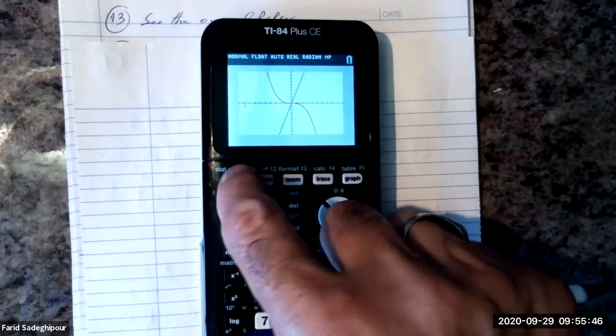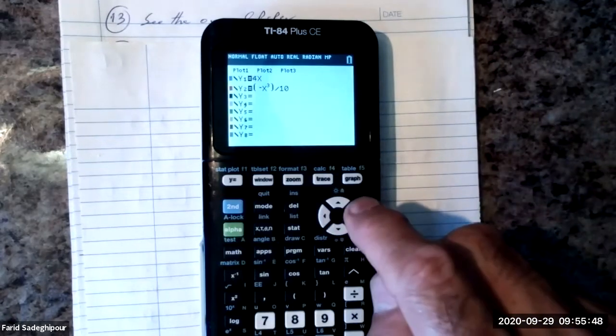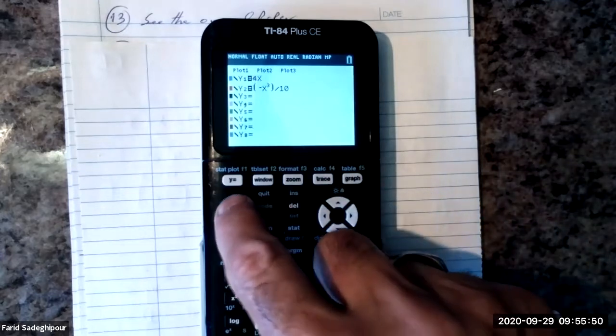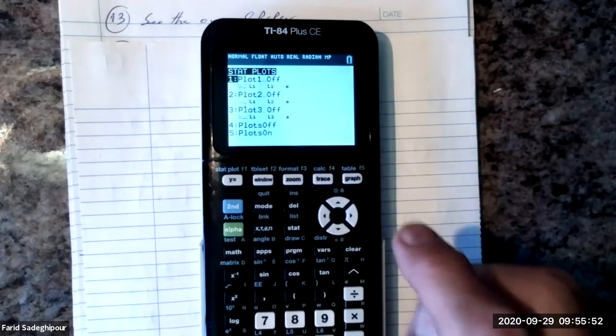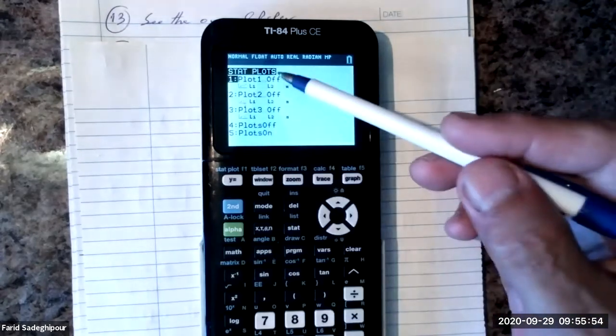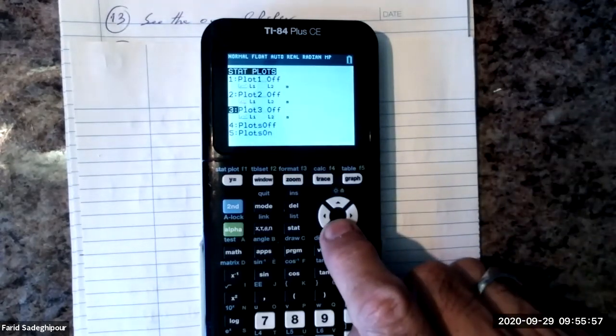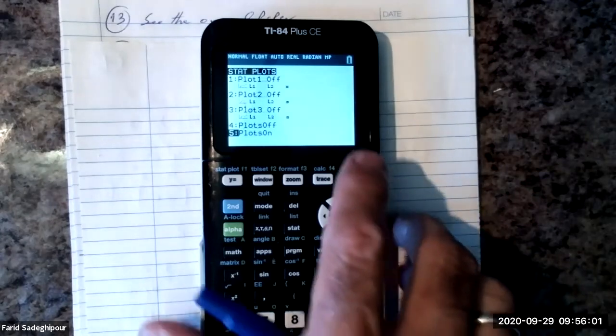So you can go to here. And before you graph it, make sure that all these are set, so make sure the plots is on. Make sure the plots is on for that. Okay.